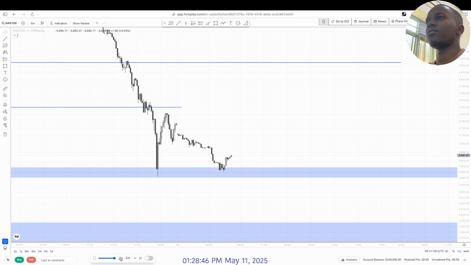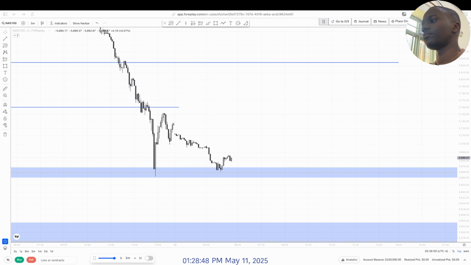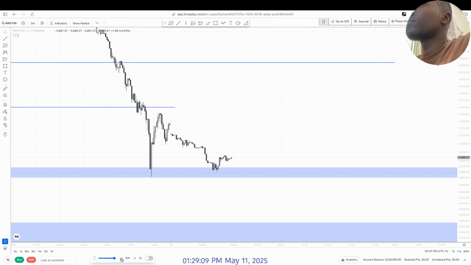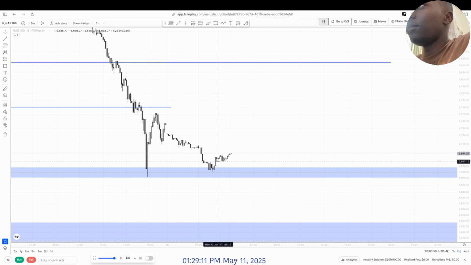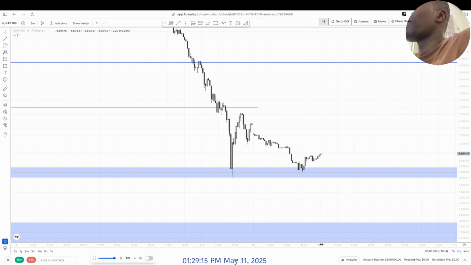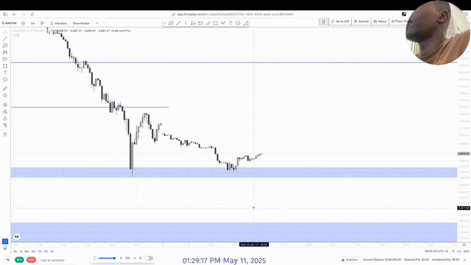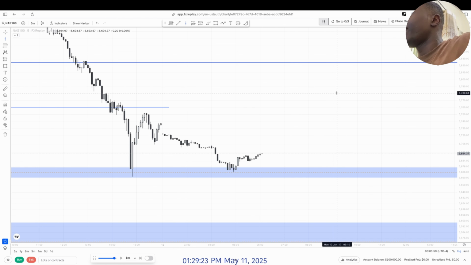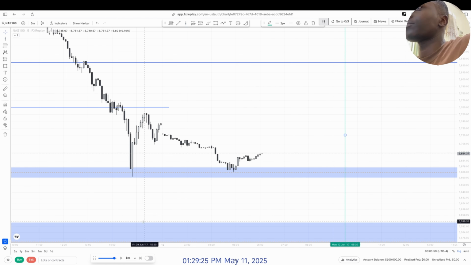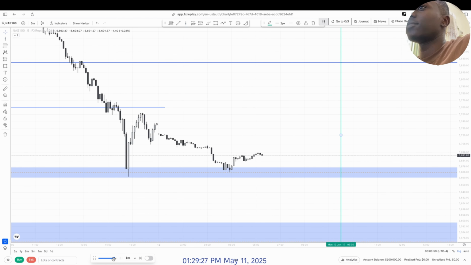So I'll drop again into the fair value gap, and it didn't break this low. You can see a fair value gap in here. No retracement yet, but we're almost about to reach New York session, somewhere right here. Let's play it first.